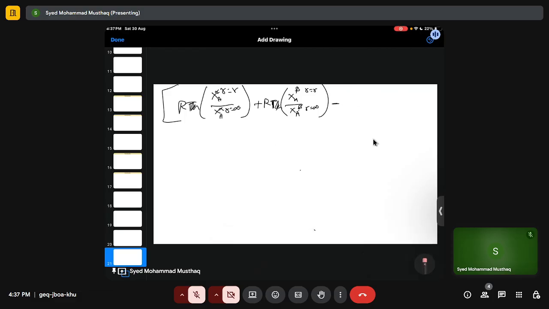Let's just write the equation again here. RT ln of the mole fraction of B in alpha at R equals infinite, minus RT ln of the mole fraction of B in beta at R equals R.